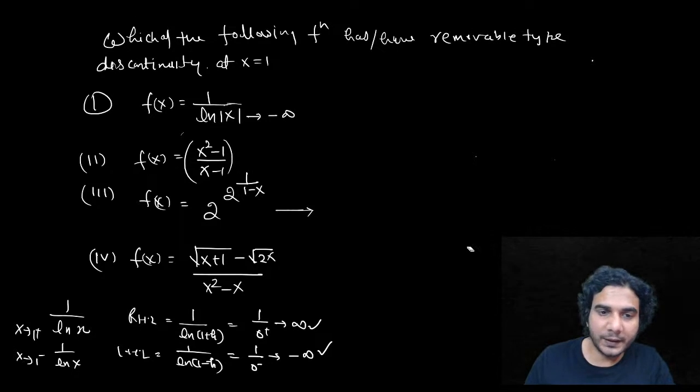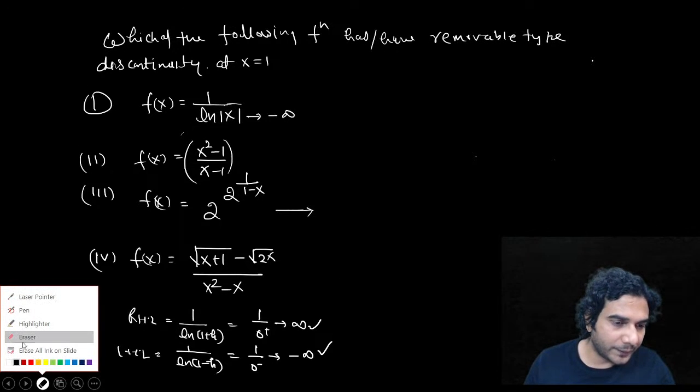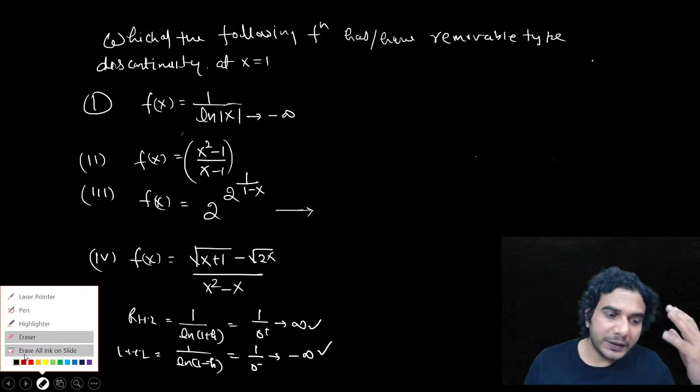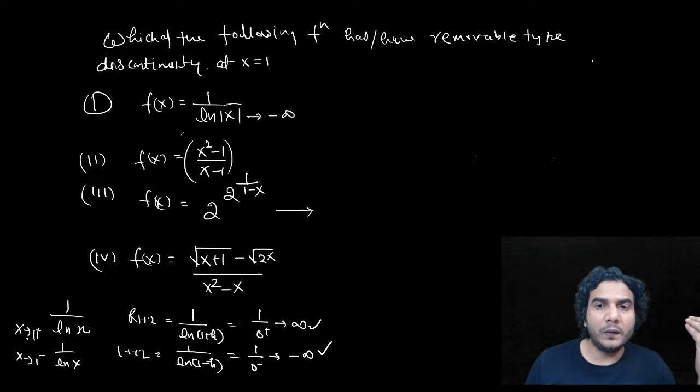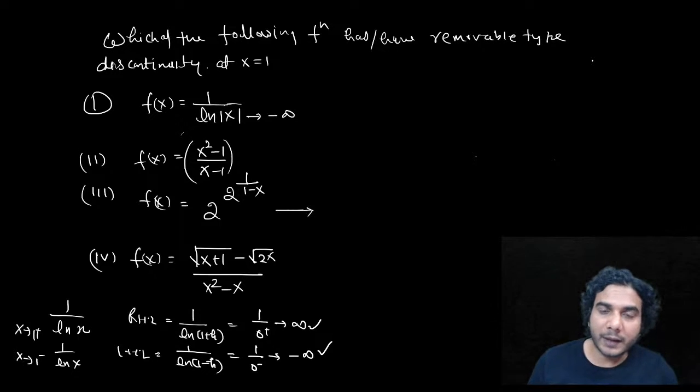Which type of discontinuity is there? Obviously, it is not defined at x equal to 1, so there must be some kind of discontinuity. All these functions you can check. All these functions are not defined at x equal to 1. That means all will have some kind of discontinuity, all right? Either it will be removable or it will be irremovable, okay?